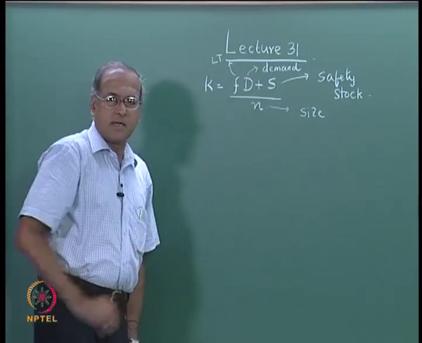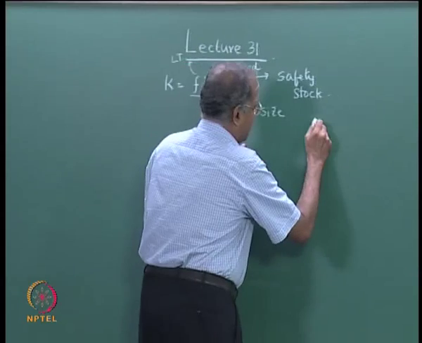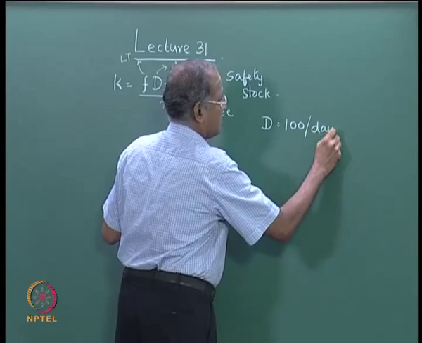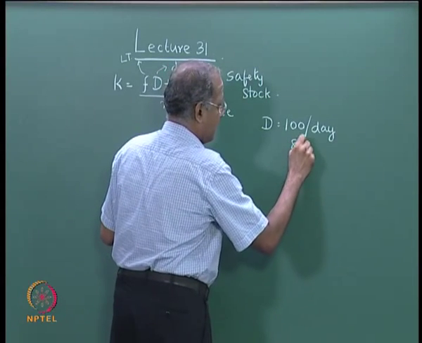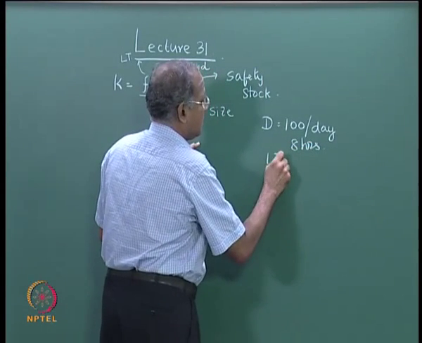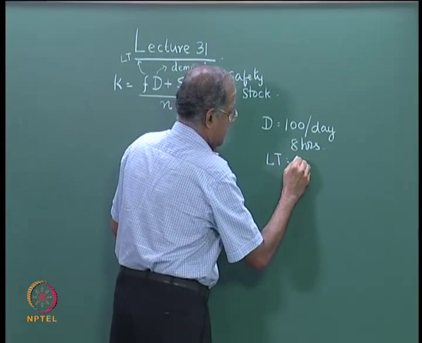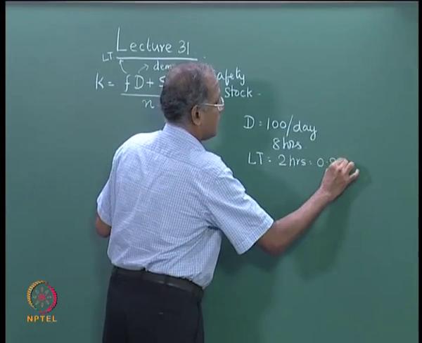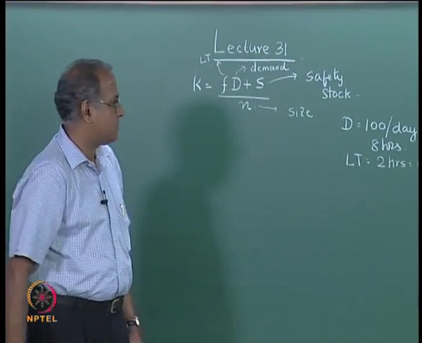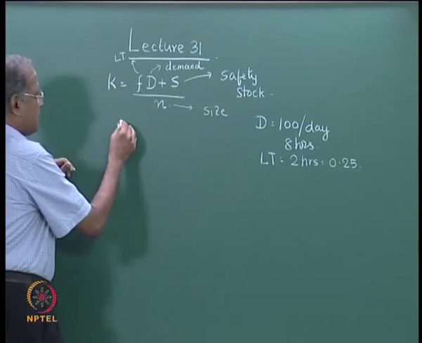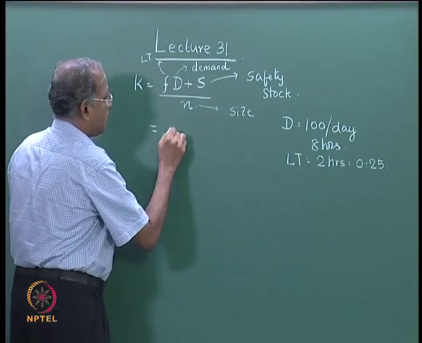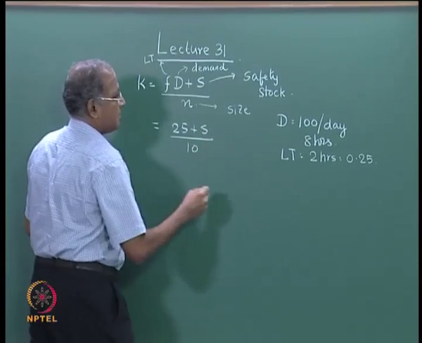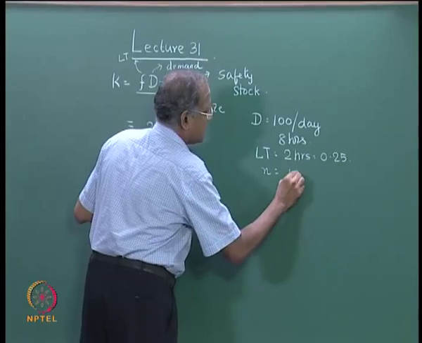So, if we take an example and say that the demand is 100 per day comprising of 8 hours per day, lead time in this case is 2 hours, which is 0.25 for this example. So, this will become 0.25 into 100, 25 plus S by 10 if n is equal to 10.